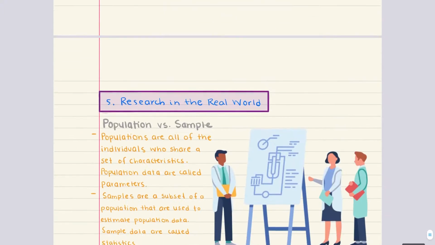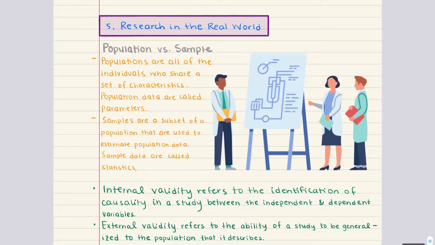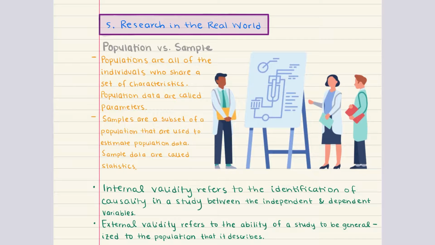Now, we move on to our last and final objective. Here, we're going to discuss how research is applied in the real world. Let's start by first discussing populations and samples. A population includes all individuals who share a set of characteristics. So, an example of a population could be all of the adults with diabetes in a particular country.